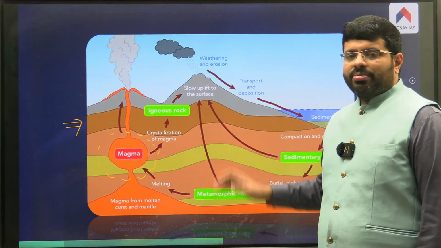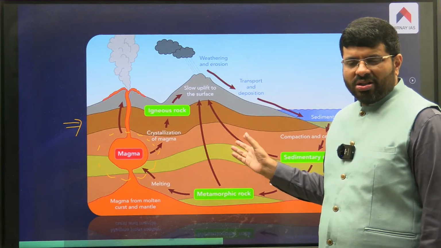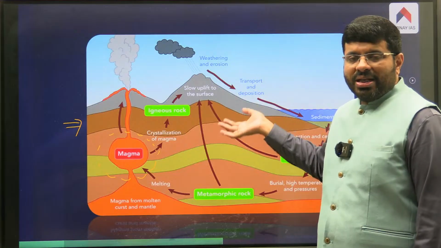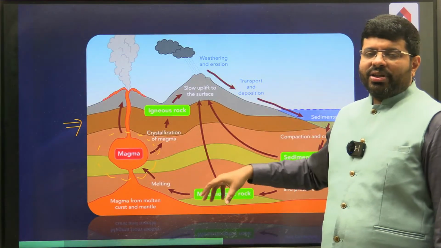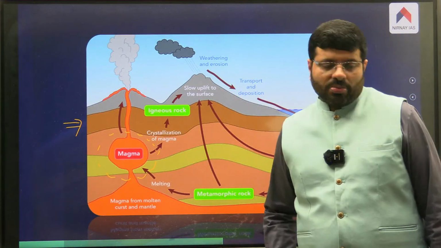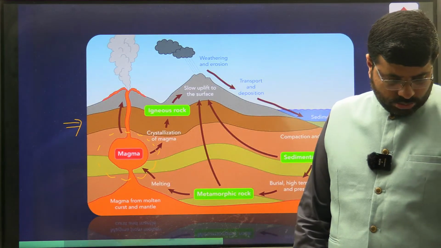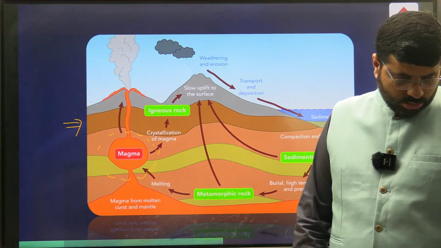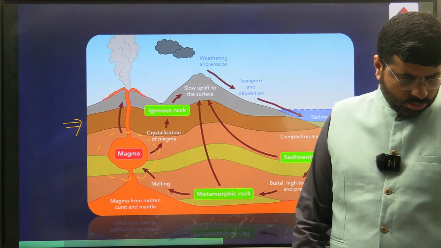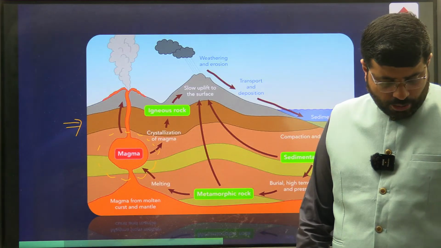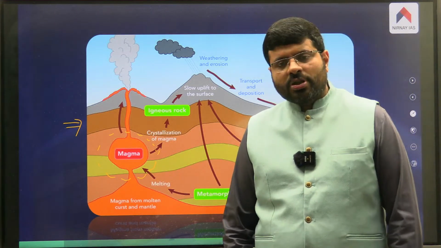Lithospheric pressure. Lithosphere is rock. The pressure of the rocks which are above us creates a significant impact in the interior of the earth, and that can lead to metamorphism. Now you got my point? Dilip? Volume?